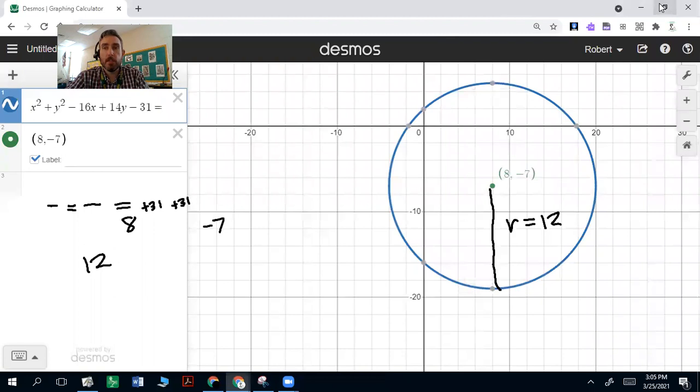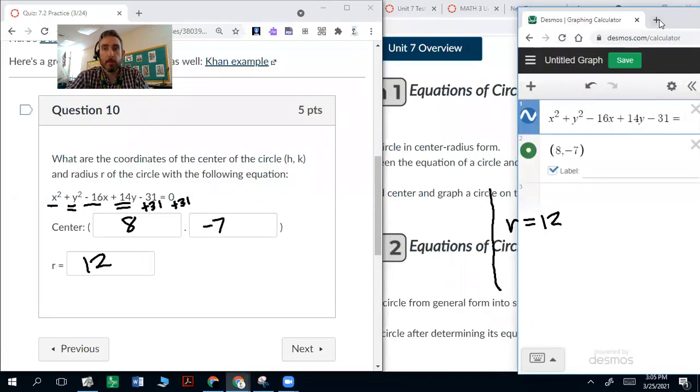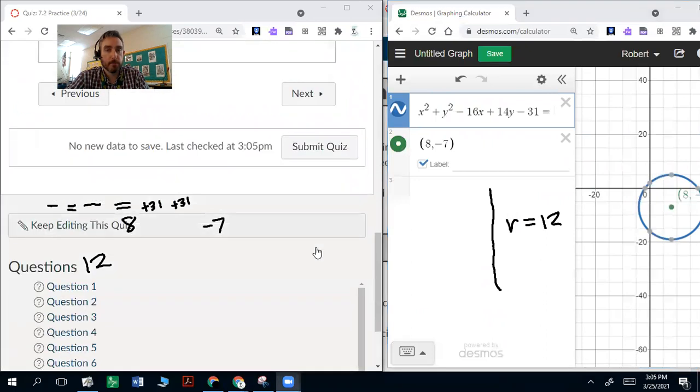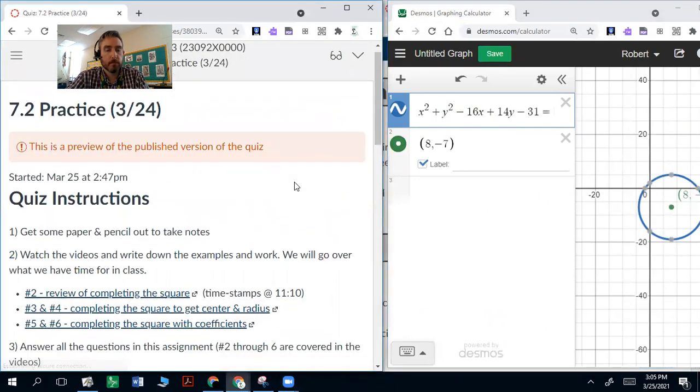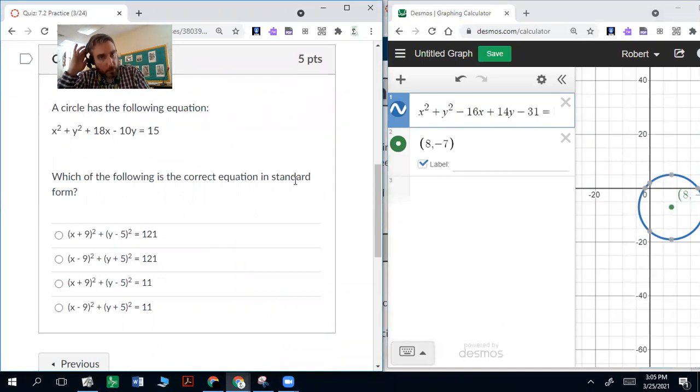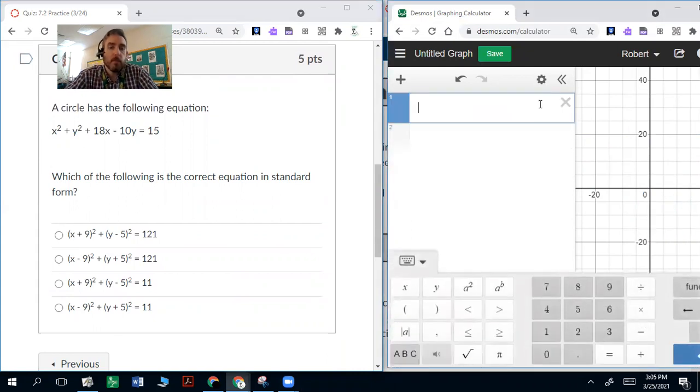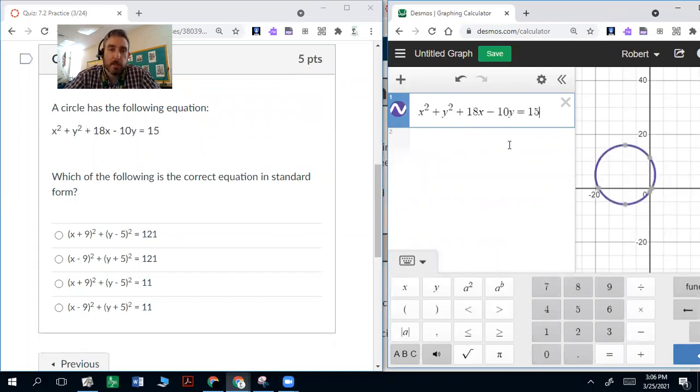All right, last question, number 11. Here we go. All right, number 11, a circle has the following equation. Which of the following is the correct equation in standard form? You can kind of use your answer choices here, I suppose. There is the equation. Now, if I just plug in all those in there, one of them is going to overlap it. So I guess that's okay to do here. And then I'll show you a little trick by the sleight of hand that figures it out.